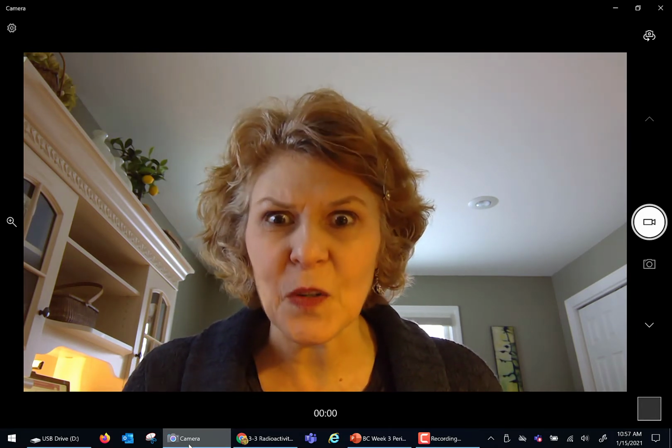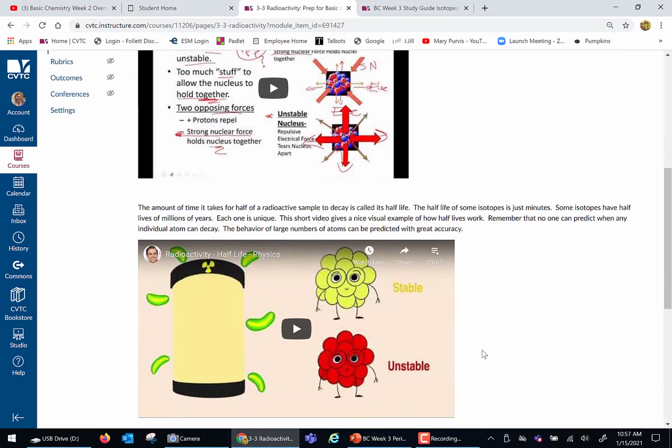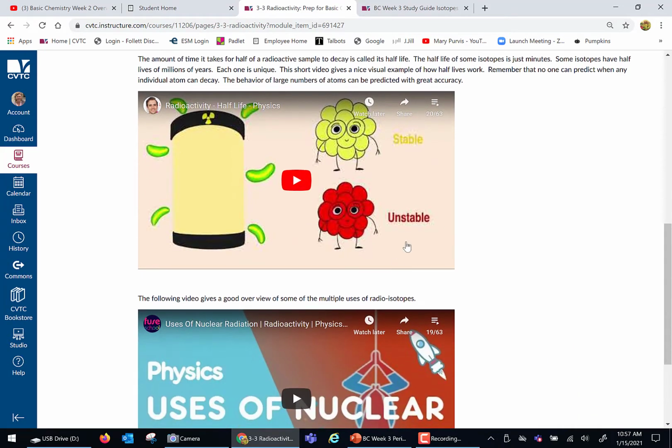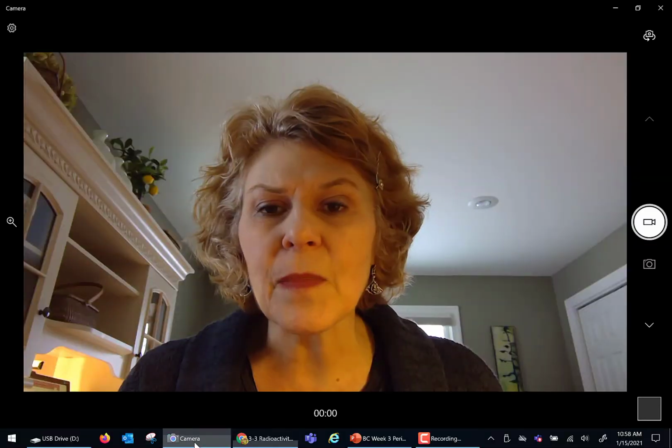And that's why it was only a little over 100 years ago that we first discovered it at all, with the Curies and the Becquerels, that they actually determined that radioactivity existed. So we're going to talk a little bit about it and some of the hazards. Please watch these extra videos about half-life and uses of radiation.